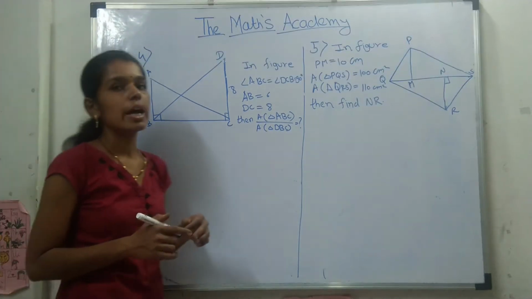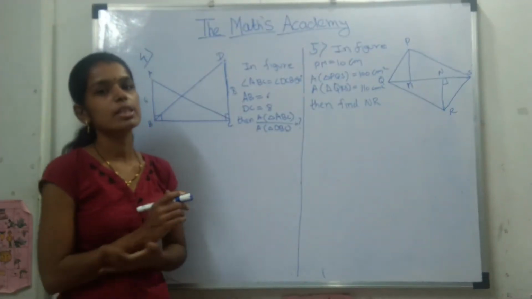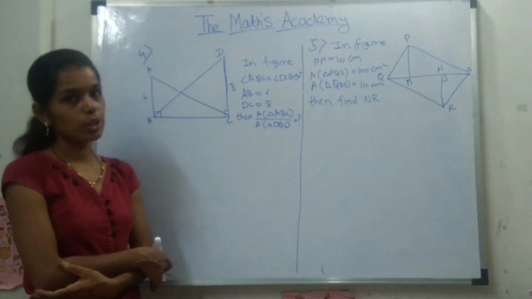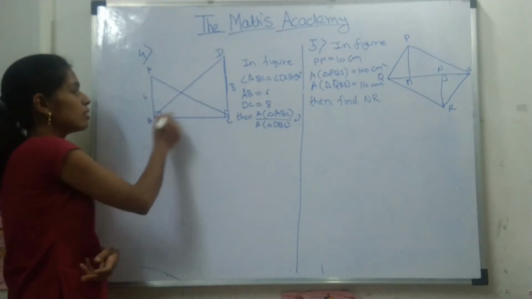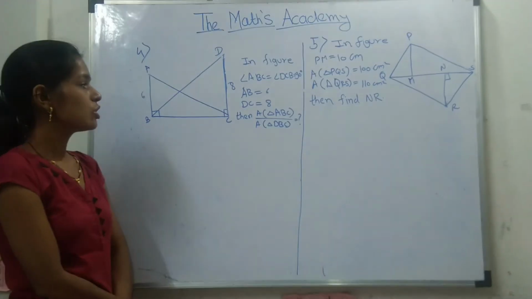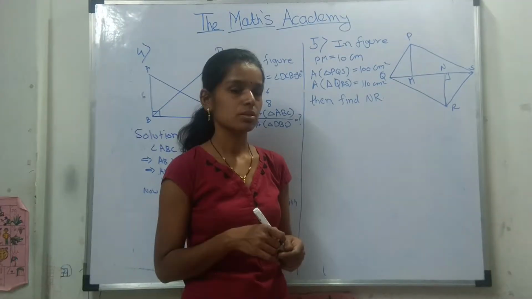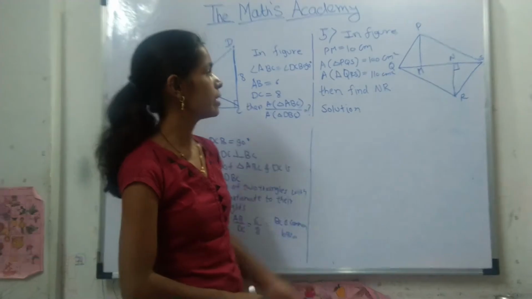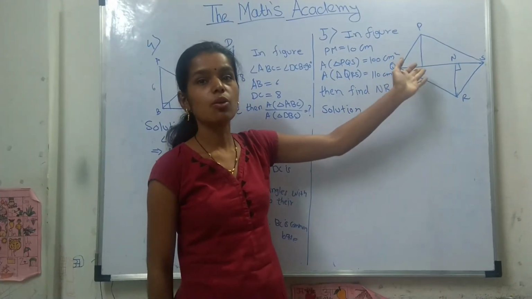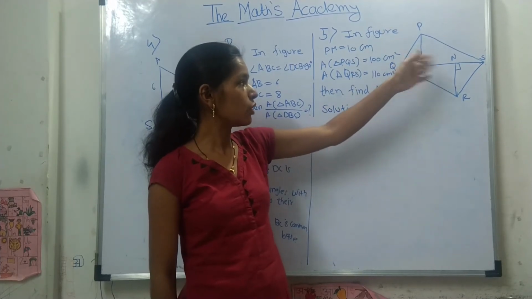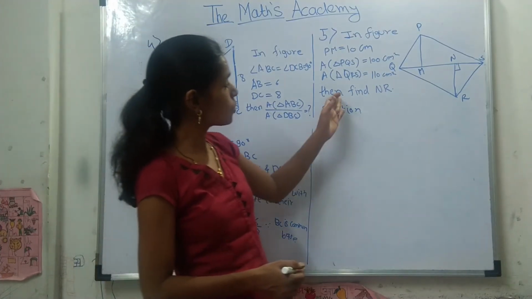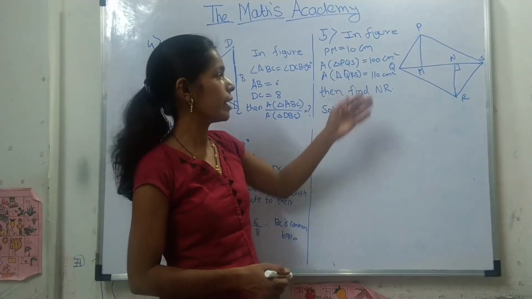So we know that the ratio of areas of two triangles having common or same base is equal to the ratio of their corresponding heights. And as AB perpendicular to BC and DC perpendicular to BC, it means AB and DC are the heights of the triangle ABC and DBC. In this figure you have given two triangles PQS and QRS. Both the triangles have common base QS, and PM is the height of the triangle PQS, RN is the height of the triangle QRS. So let's go towards the solution to find NR.